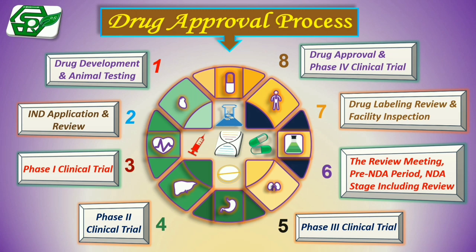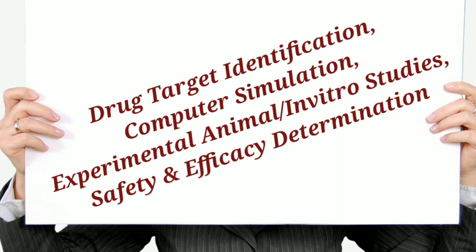In this video, we are going to cover the FDA drug approval process. First major step is drug development and animal testing, which involves identification of drug target, computer simulation, experimental animal studies, or in vitro studies, including determination of safety and efficacy.